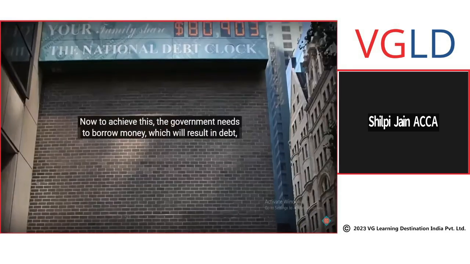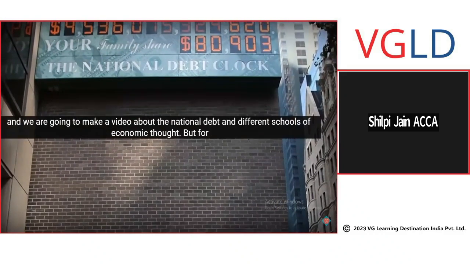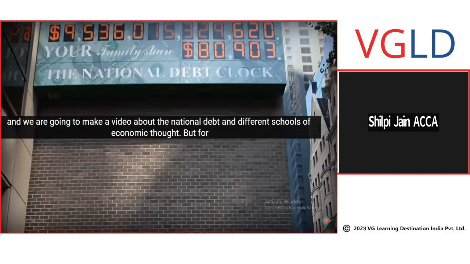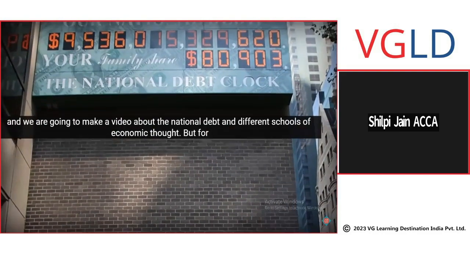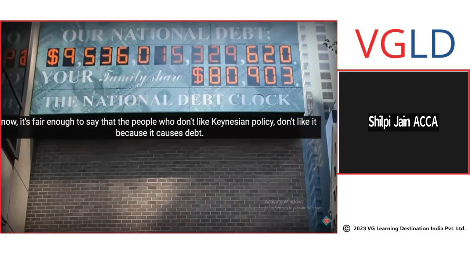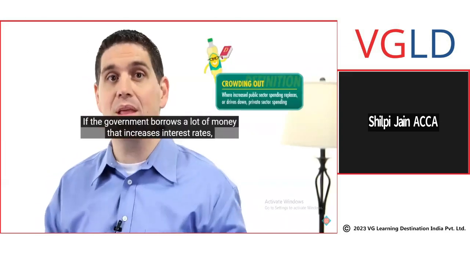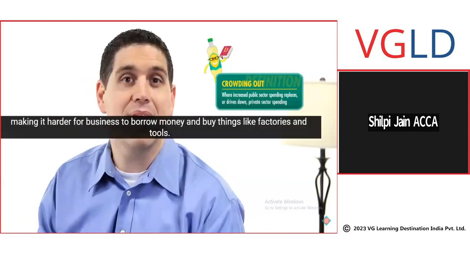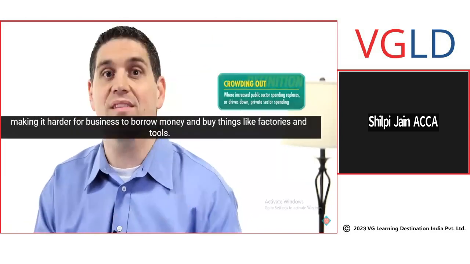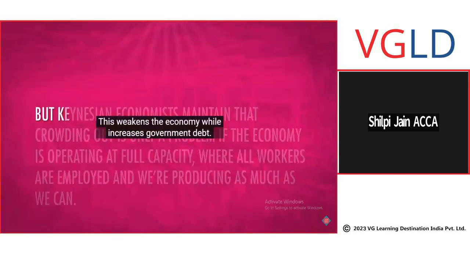Now, to achieve this, the government needs to borrow money, which will result in debt. Now, we're going to make a video about the national debt and different schools of economic thought, but for now, it's fair enough to say that the people who don't like Keynesian policy don't like it because it causes debt. A more technical argument against deficit spending is that it leads to something called crowding out. If the government borrows a lot of money, that increases interest rates, making it harder for businesses to borrow money and buy things like factories and tools. This weakens the economy while increasing government debt.